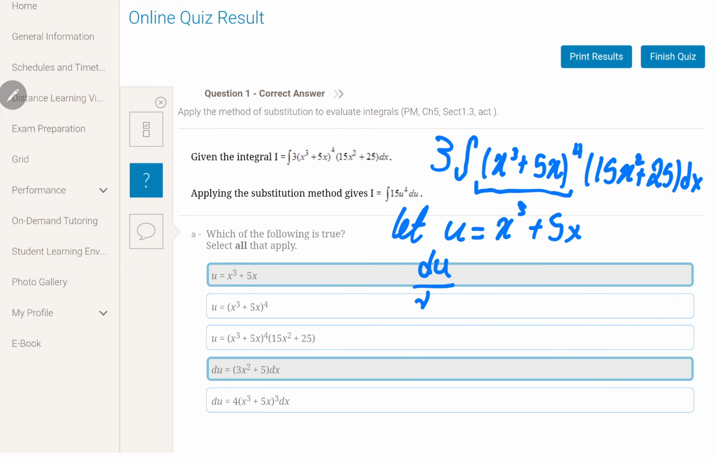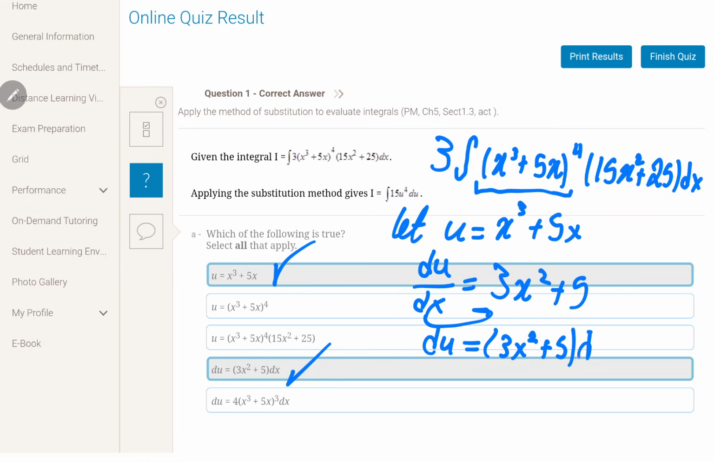Now, du by dx is what? du by dx is going to be 3x squared plus 5. And you answered the first part. Now the second part, they're gonna tell you to evaluate the integral. So let me just check. u is x cubed plus 5x. Yes. du is equal to 3x squared plus 5. So then you simplify this. You're gonna write du, take the dx up, (3x squared plus 5) dx. Okay, now you're gonna use this and plug it in there.